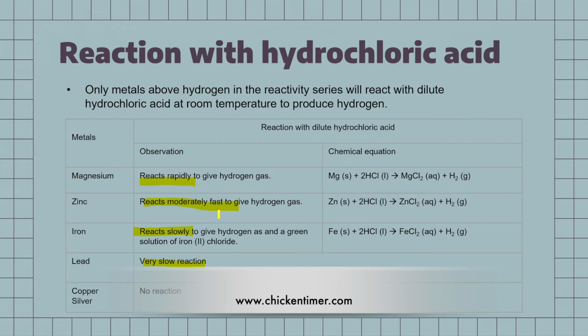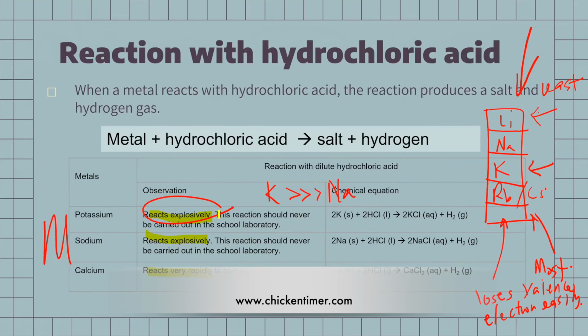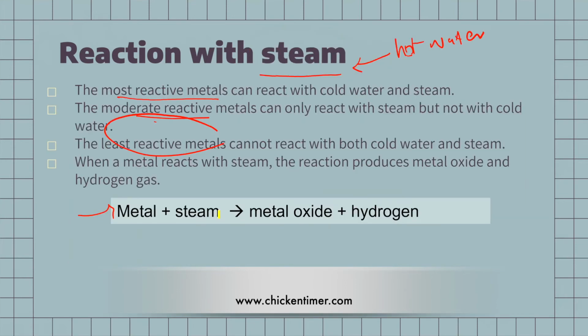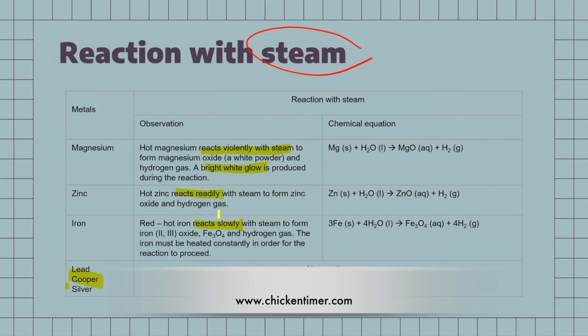Then copper and silver have no reaction with hydrochloric acid. So they will ask you to explain, to describe the observation. So you can use the observation words here. I think they are quite exhaustive. Like they ask, explain the observation, state the observation you see when zinc reacts with steam. You can just copy this down.